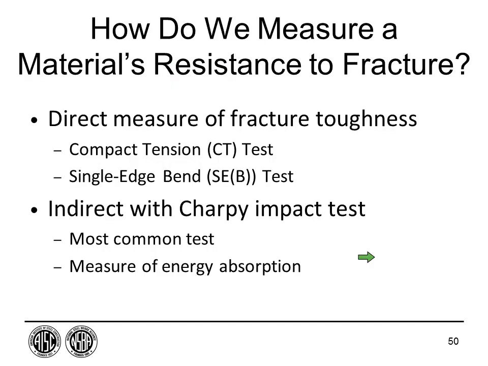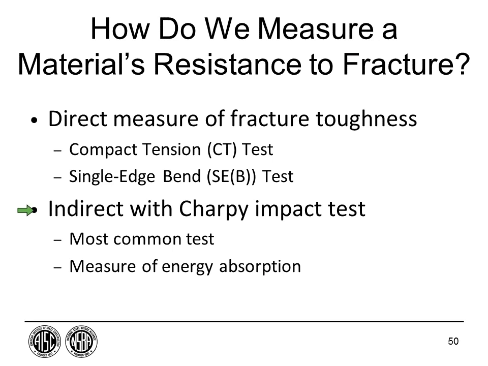So how do we measure this property of fracture toughness? Well, we can directly measure it. There are two tests that are quite common. One is called the compact tension test, or the single edge bend test. These directly measure the property of fracture toughness. They're quite expensive tests, as you can imagine. You need a decent amount of material, and you need a fatigue crack in the material. You need that true crack to then measure the resistance to the crack.